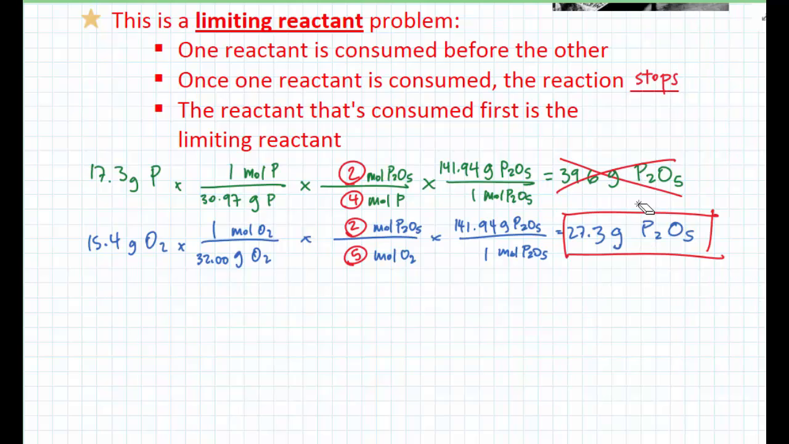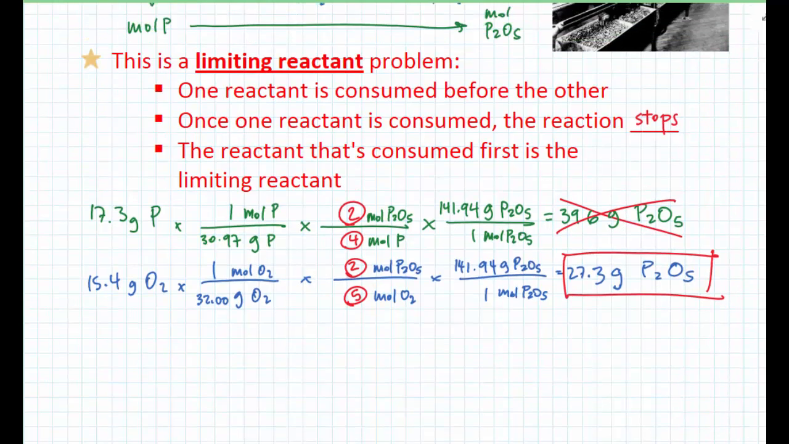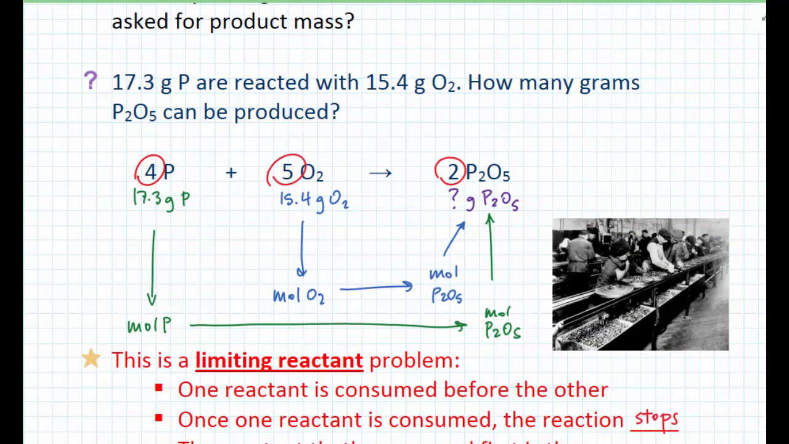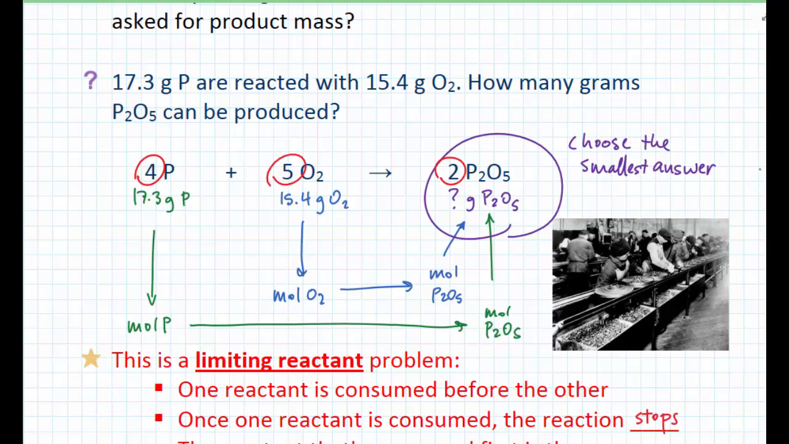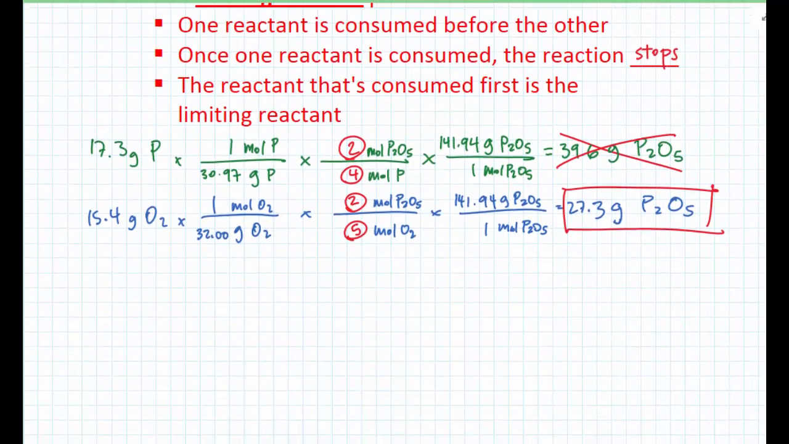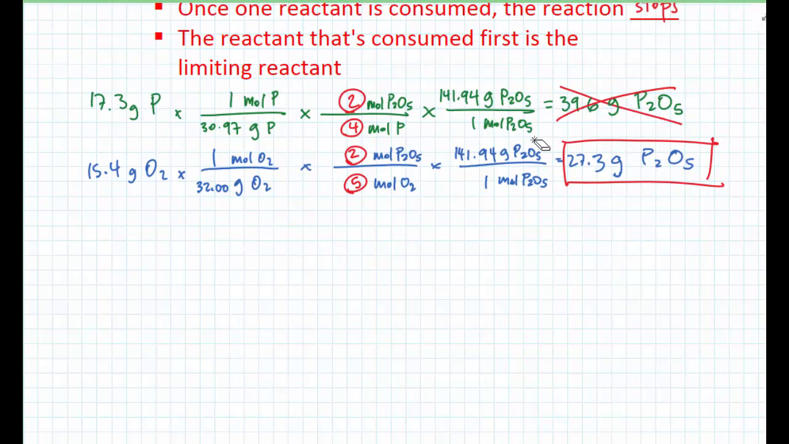All we did was choose the smallest answer. Okay? We picked the smallest number of pancakes that we could make based off of our ingredients, because that's when we'll run out of something. So maybe go back up here, because I had both of these paths leading to grams of P2O5. We just need to choose the smallest answer. Okay. And I suggest crossing out the other one. That 39.6 is meaningless to us because we will never get one bit past 27.3.